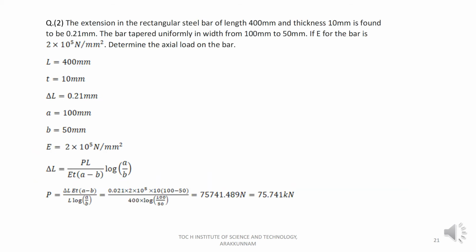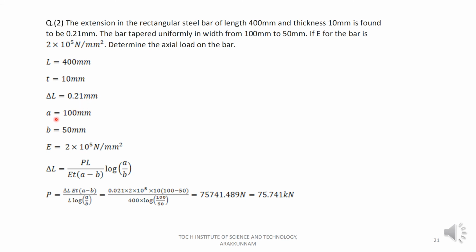Now another question. The extension in the rectangular steel bar of length 400 mm and thickness 10 mm is found to be 0.21 mm. The bar is tapered uniformly in width from 100 mm to 50 mm. If E for the bar is 2 into 10 raised to 5 Newton per mm square, determine the axial load on the bar. The length is given as 400 mm, the thickness is 10 mm, and the deformation delta L is equal to 0.21 mm.